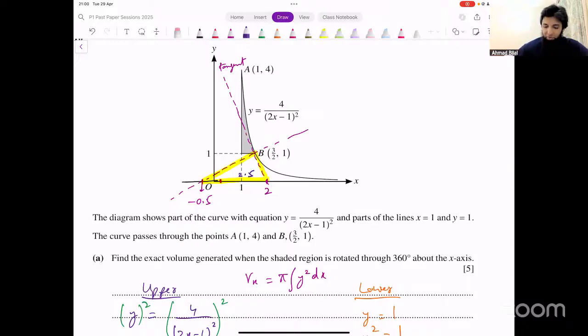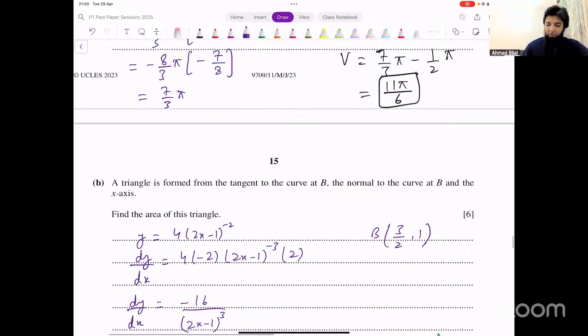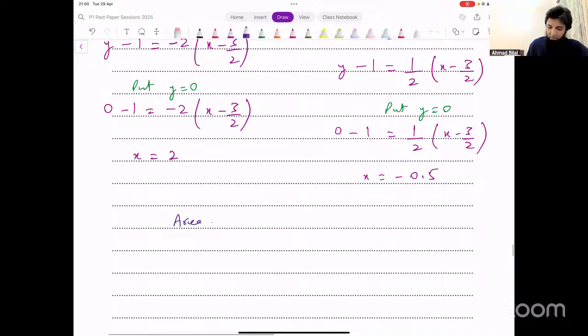Height is then perpendicular to the base. This will be the height of the triangle. What's that? That's 1. Height is 1. So we can write down the area of the triangle as half into base into height. 1 over 2 into 2.5, the base, into height, that is 1. And that gives us 1.25. That's the area of the triangle that we were looking for.